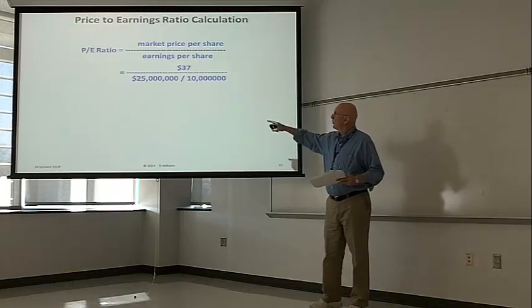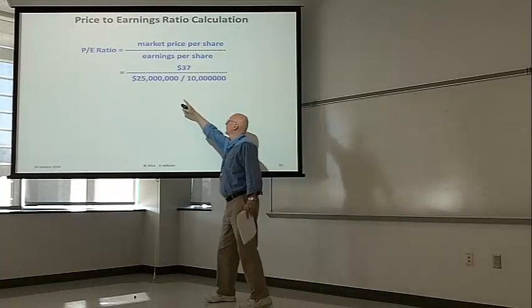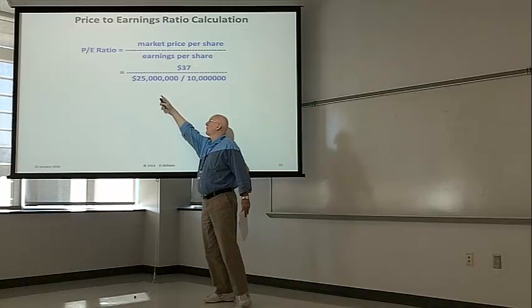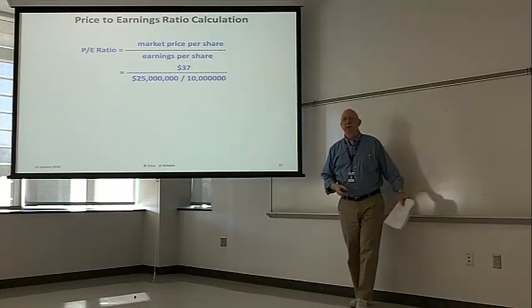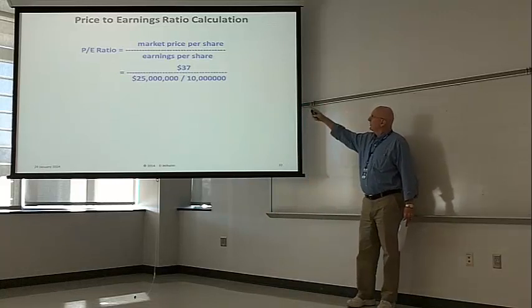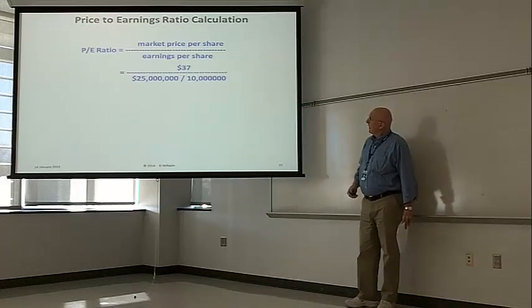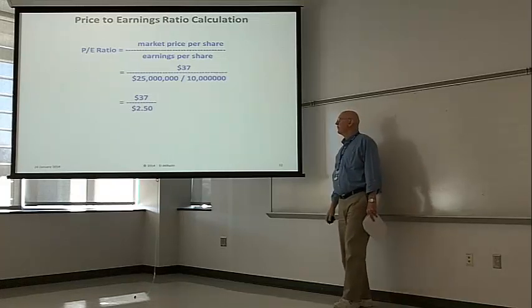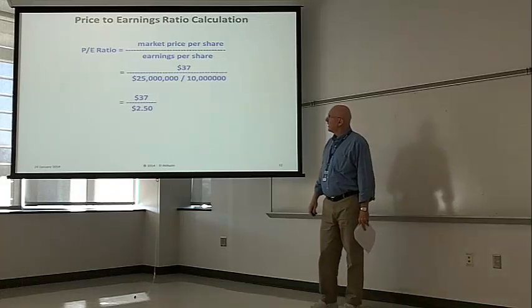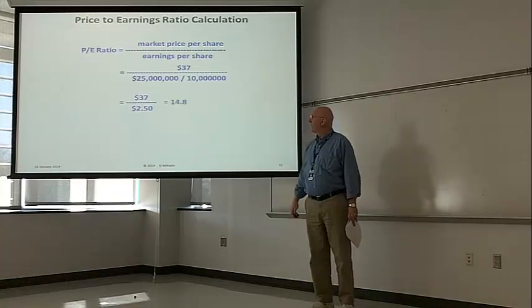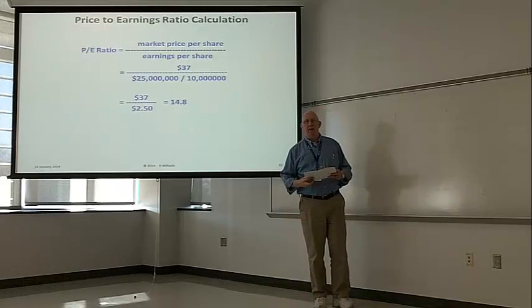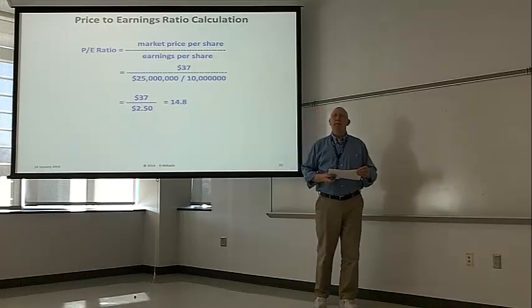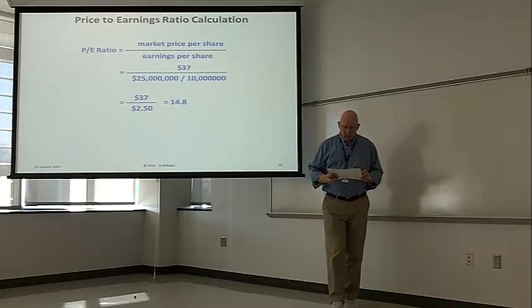And in this case, we need to include the extra 3 zeros from the earnings statement because we're dividing it by an outside number, not just a ratio. So 25 million divided by 10 million is $2.50. Earnings per share, divide that into $37 and you get 14.8. Investors pay a lot of attention to this.